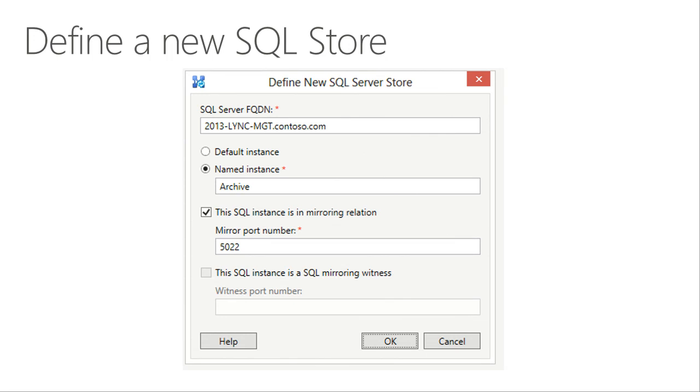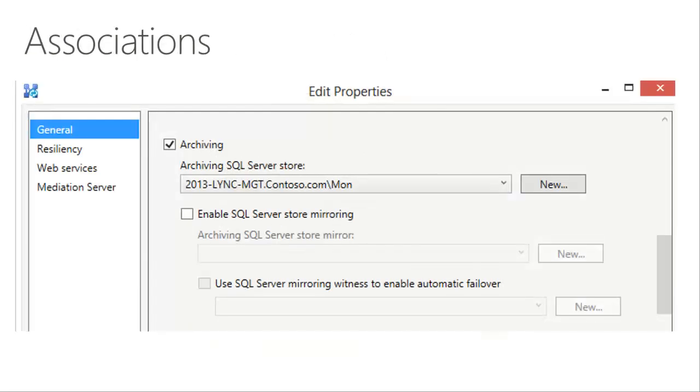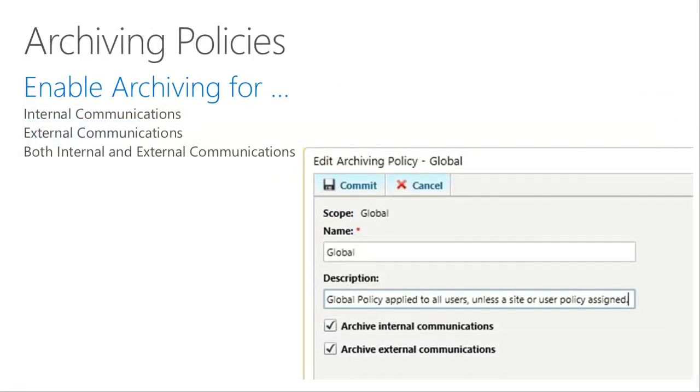So we define SQL. Remember, we support SQL mirroring right here. Then we associate the pool. I'm associating it with a SQL store. Remember, there's no archiving server that we're associating with anymore. And then the third step is archiving policies.